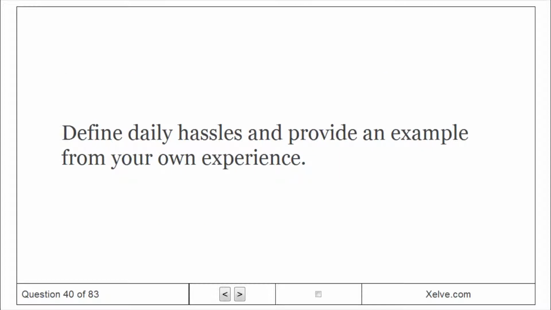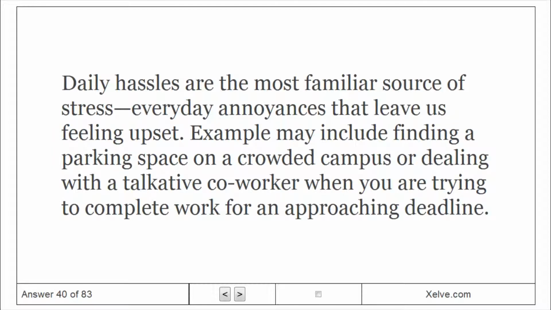Define daily hassles and provide an example from your own experience. Daily hassles are the most familiar source of stress, everyday annoyances that leave us feeling upset. Examples may include finding a parking space on a crowded campus or dealing with a talkative coworker when you are trying to complete work for an approaching deadline.